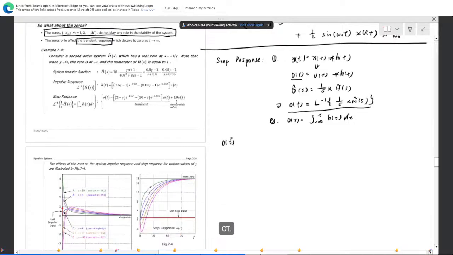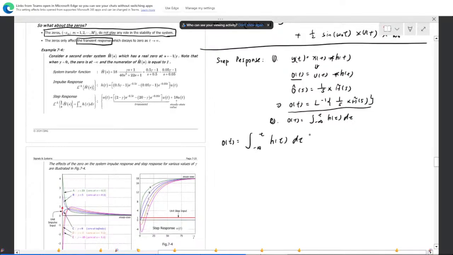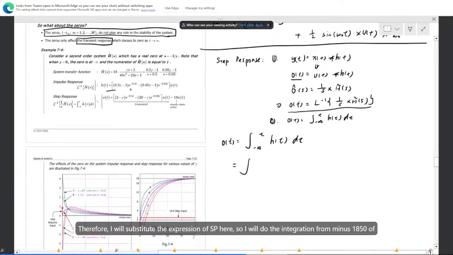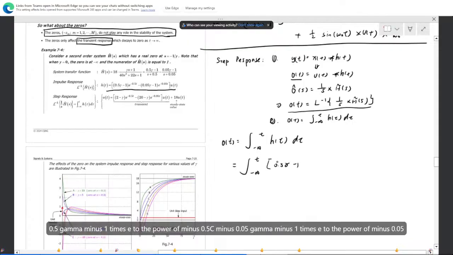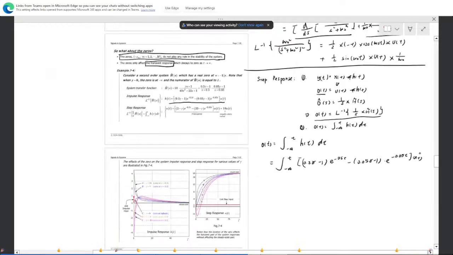I know that o(t) will be equal to the integration from minus infinity to t of h(tau) d tau. Therefore, I will substitute the expression of h(t) here. So I will do the integration from minus infinity to t of (0.5 gamma minus 1) times e to the power of minus 0.5 tau minus (0.05 gamma minus 1) times e to the power of minus 0.05 tau, multiplied by u(tau).